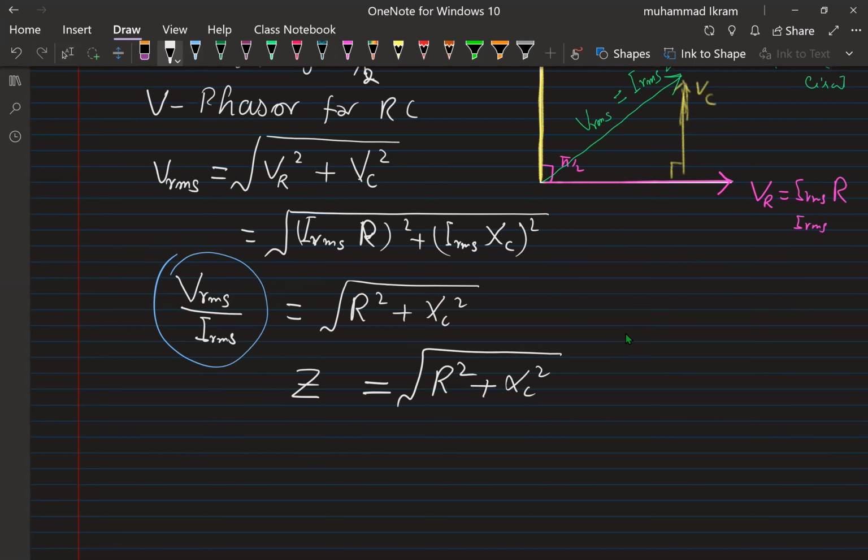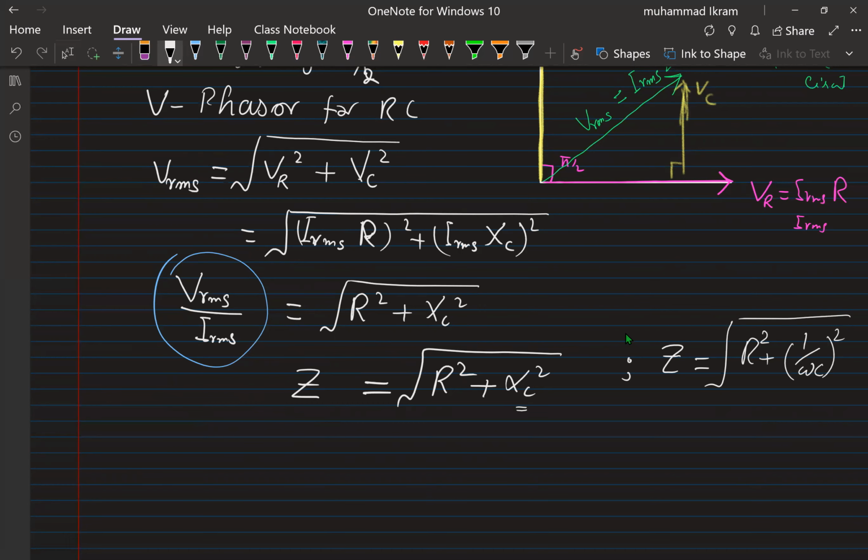Now let us see some interesting results. For example, if you have a bulb and a pure resistance in the circuit, but if you place a capacitor in the circuit, then the brightness of the bulb will suddenly fall. Why? Because the resistance increases. Another important effect: Z will be root of R square plus 1 over omega C whole square. It can be written like this also.